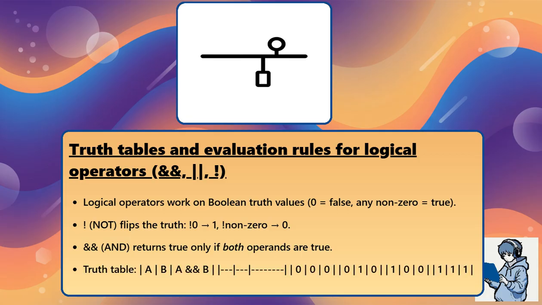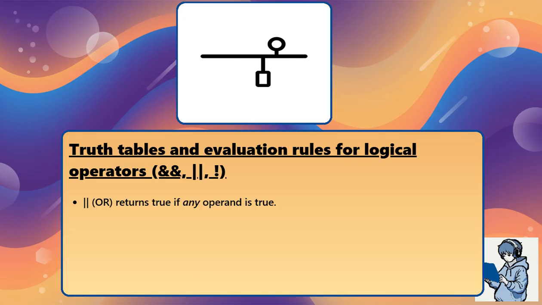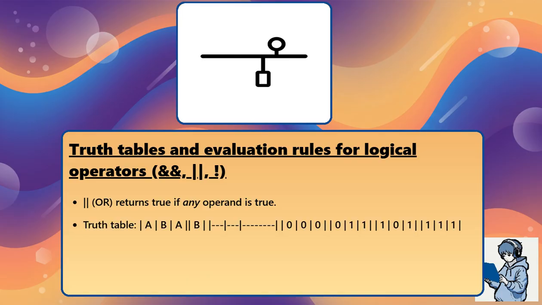Truth table for AND: false and false gives false, false and true gives false, true and false gives false, true and true gives true. Double vertical bar, or, returns true if any operand is true. Truth table for OR: false or false gives false, false or true gives true, true or false gives true, true or true gives true.